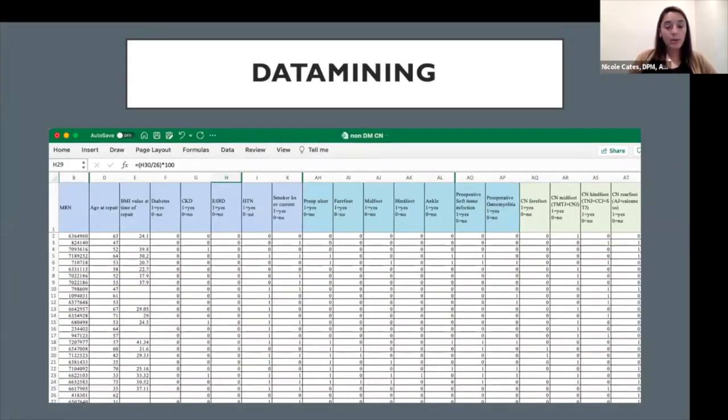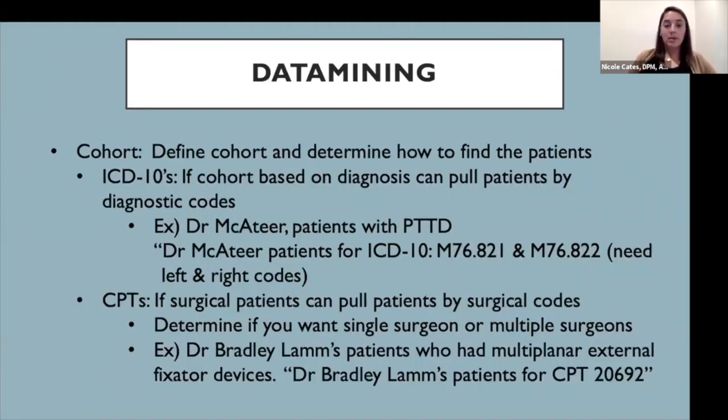The way to think about data mining is in terms of how you're going to find your patients and how you're going to evaluate them. Once you have that defined cohort, you can get the list of patients either through ICD-10 or CPT codes. ICD-10s are great if you are looking for patients with a specific diagnosis. So, when Adam's a physician in a year or so, he can search for all of his patients that had flat foot, right? You would look up the ICD-10 codes for PTTD, and you just want to include left and rights. So this is one way to find your patient cohort.